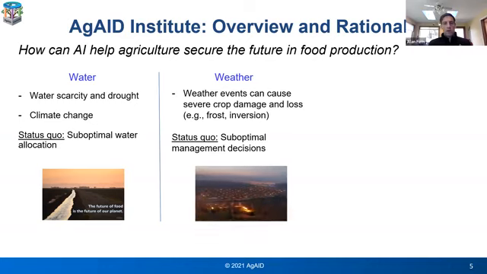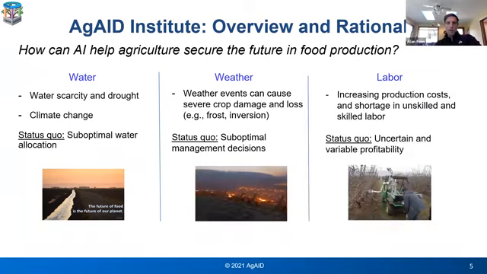Another thing you also hear about in the news is weather events. So a single weather event can cause tremendous havoc for farmers. They can lose 90% of their crops sometimes if they are not able to respond appropriately. And so this is another place where we're hoping to help farmers with AI. And then finally, there's another thing you hear on the news, there's a labor shortage.